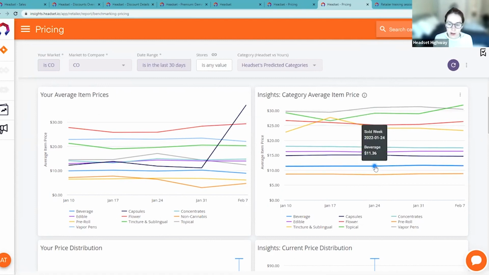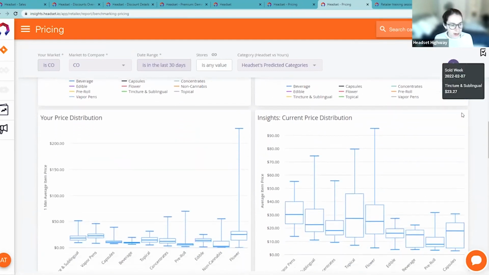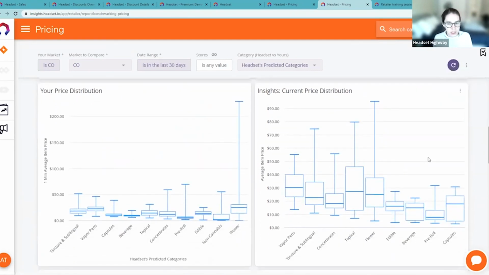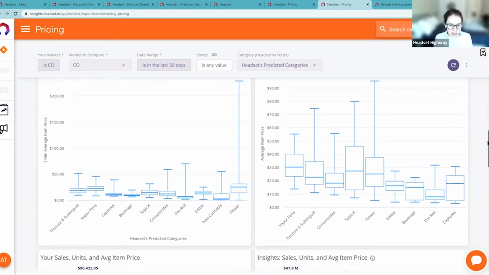$11.36 for our Colorado market on average, compared to ours on January 24th, $9.79. So we are a couple of bucks below average price. Now scrolling down here, again, same type of information, just displayed in different types of graphs. So you have your good old box and whiskers chart here.